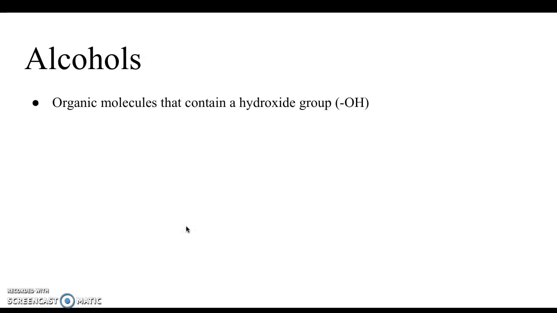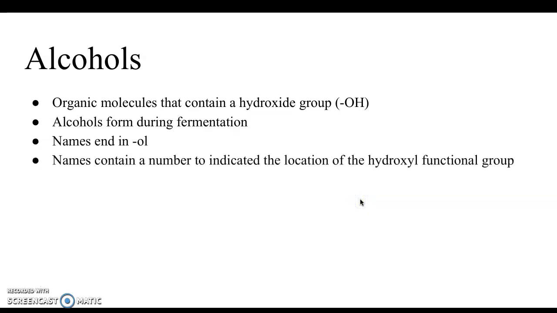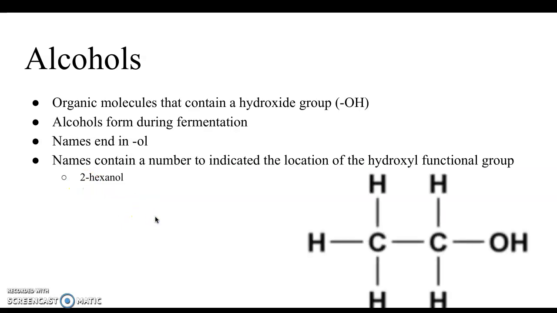Alcohols are organic molecules that contain a hydroxide group, an OH. Alcohols are formed during fermentation. Names end in OL, and there is a number that indicates where the hydroxyl functional group is located in the chain. For example, 2-hexanol. So this would be hexane, so 6 carbon chain. An OL indicates there's an alcohol group on the 2nd carbon. And just for another example, this would be ethanol. And our functional group, if we were to circle it, would be the hydroxyl group.